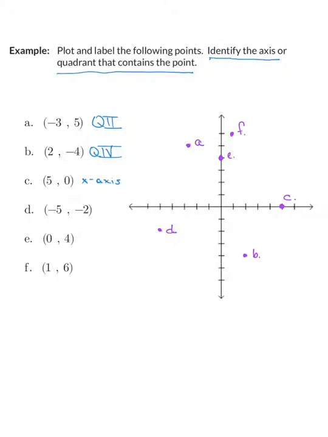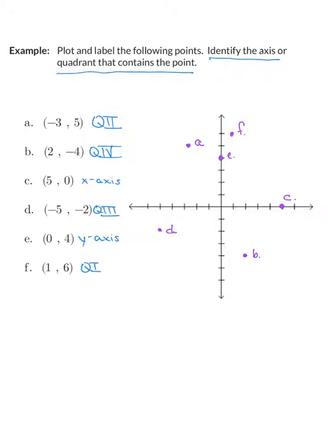For D, we are in quadrant 3. 1, 2, 3. Example E, we again are not in a quadrant, we are on a line, and so we are on the y-axis for this one. And finally, example F, we are in quadrant 1. And so that takes care of plotting points as well as identifying where they are.